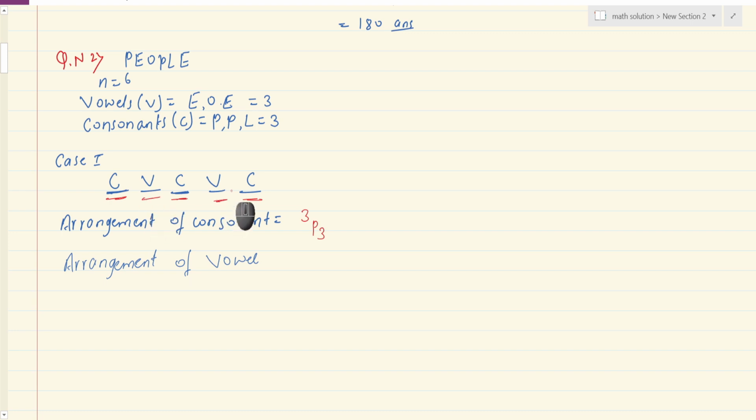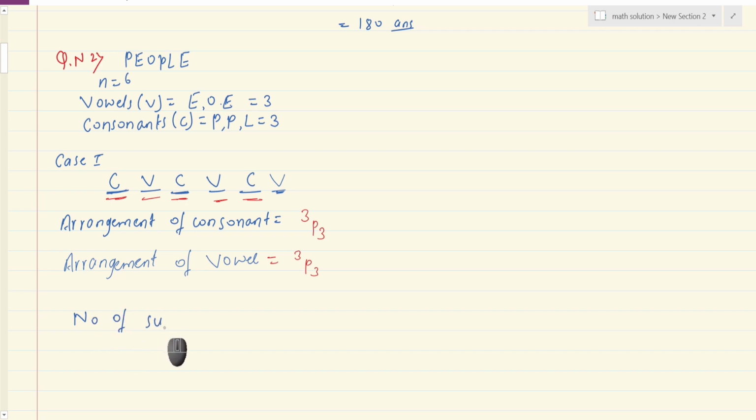Okay, so it will be our 3P3. Out of three vowels, we have to fill three places. Okay, one thing is missing at the end, it's a vowel. You must not forget: consonant, vowel, consonant, vowel, consonant, vowel. So three out of three, you have to fill the three places. So the number of such arrangements in case one.